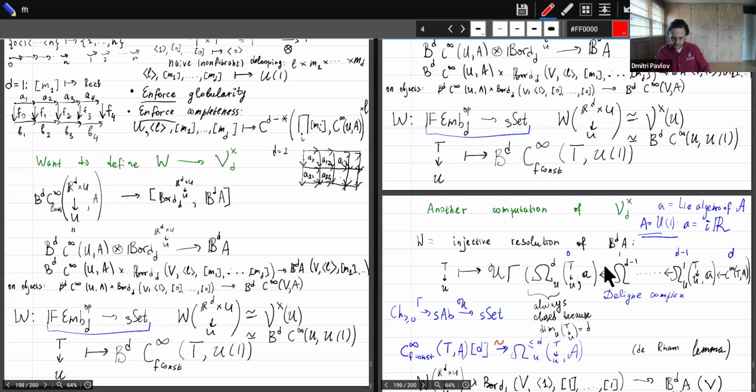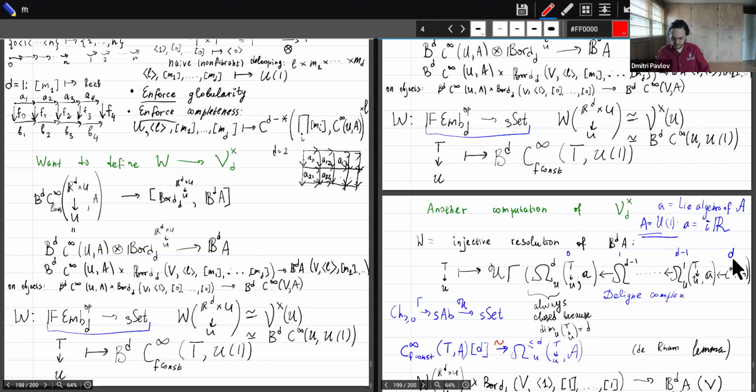This map is surjective onto closed forms. When I say surjective, I mean in the sense of sheaves. So you have an epimorphism of sheaves. Of course, it need not be surjective if T is something other than R^d times U. But if T is R^d times U, then it will be surjective. This is just the Poincaré lemma in families. So in this term, you have exactness because of the dimensional restriction.